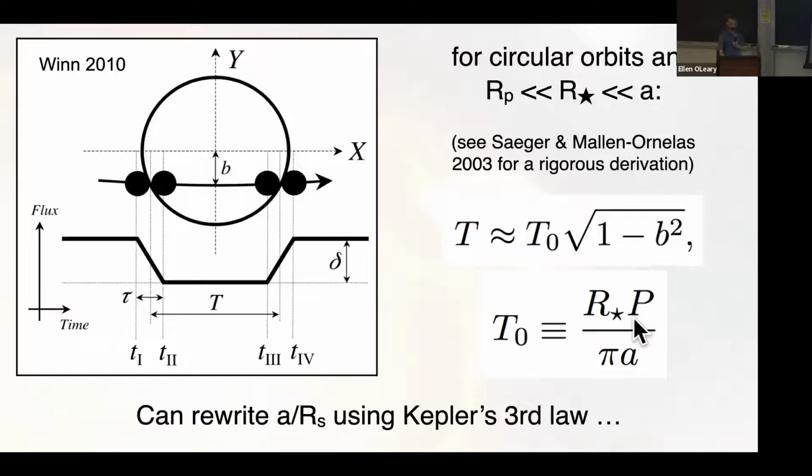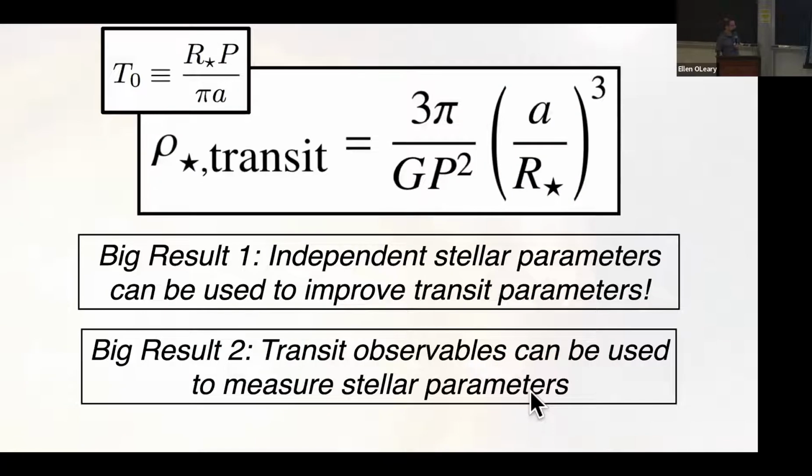The period, in most cases, we know really well, of course, from transits. Now, you can rewrite A over R star using Kepler's third law. It's basically just take A over R star, substitute in Kepler's third law, and you can show that there's a relation between A over R star and the mean stellar density. So you can write that A over R star, which is one of the things that you can measure from the transit, is directly related to a fundamental property of the star, namely the mean density. So that has two important implications.